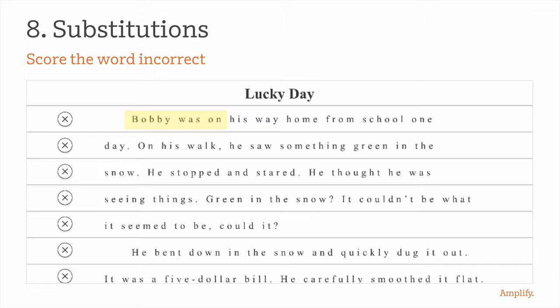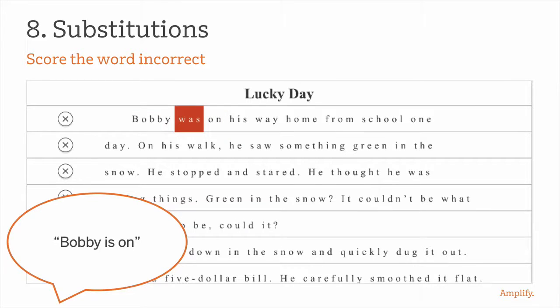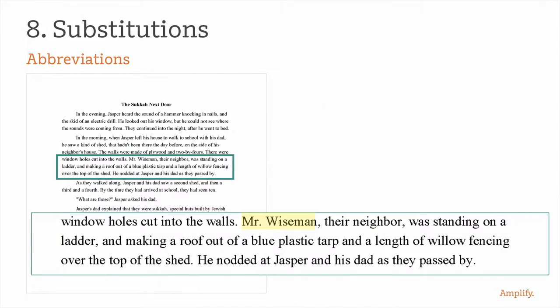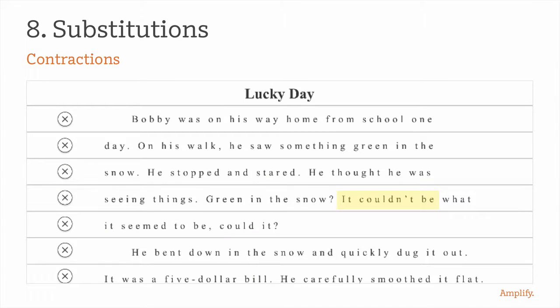Substitutions. If a student does not read a word exactly as written, score it incorrect. For example, if a student says, Bobby is on instead of Bobby was on, score the word was incorrect. The substitution rule applies to abbreviations. Score abbreviations incorrect if spelled out. For example, if a student reads Mr. Wiseman as Mister Wiseman, score the abbreviation Mr. incorrect.